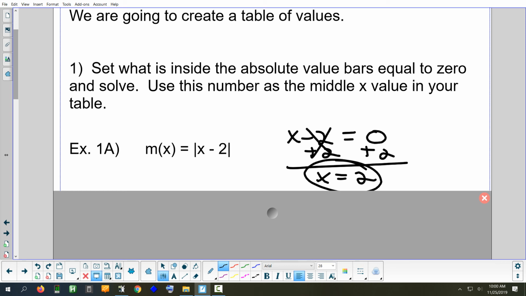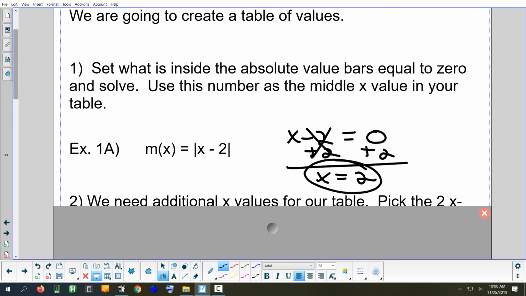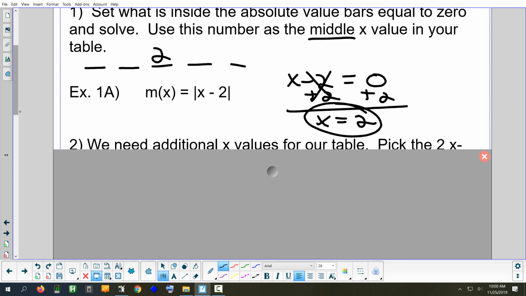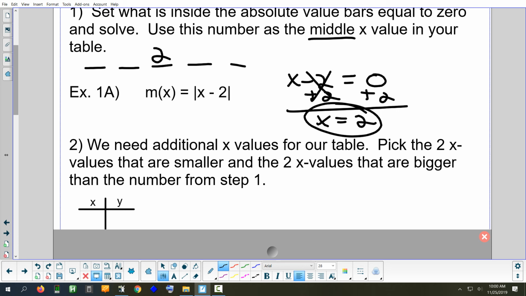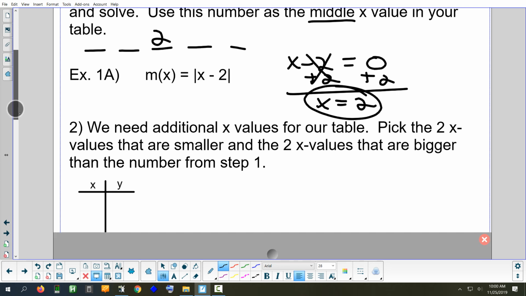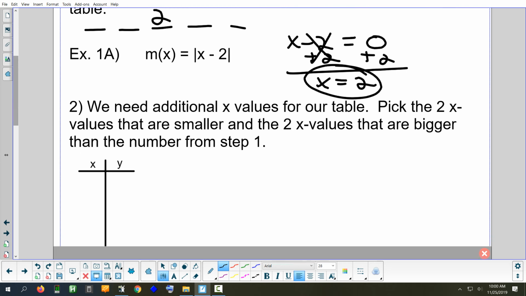Remember, we're going to have to find 5. That's going to be the middle one. So if we had to find 5 numbers, there's 1. You get the middle one. So we need a few additional x values. What you want to do is pick 2 numbers that are smaller than that, and then pick the 2 numbers that are bigger than that. Right, so now we'll write them all in a table, and you guys get this same table in step 2.